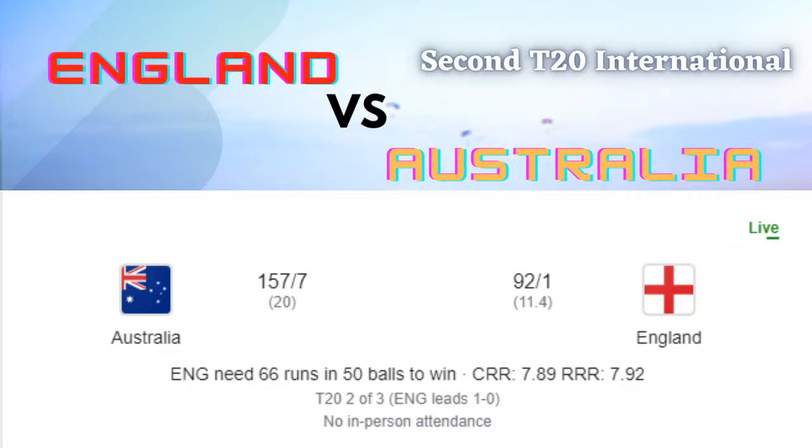Last ball, Agar to Jos Butler, just a single, down the ground towards long off. So 8 runs from the over, 12 overs gone. England are 94 for 1.